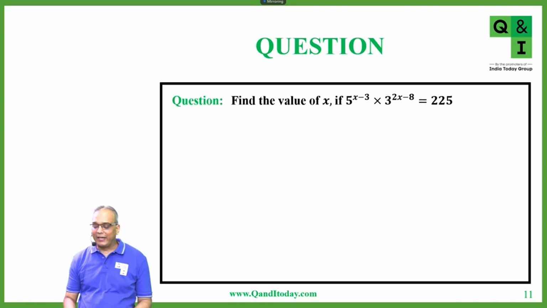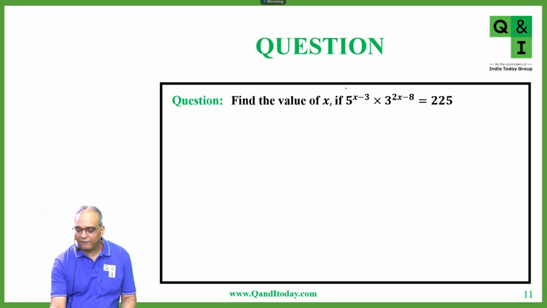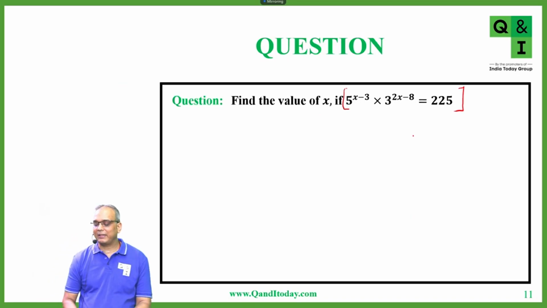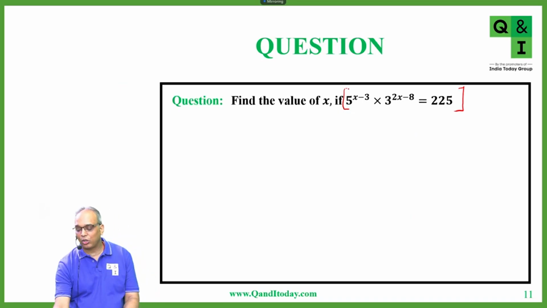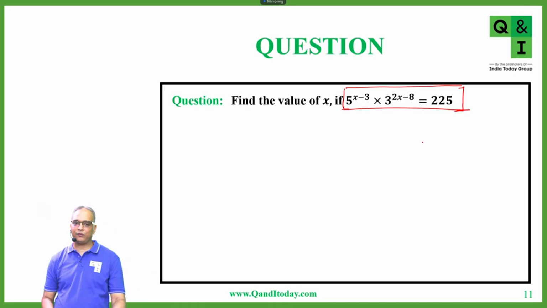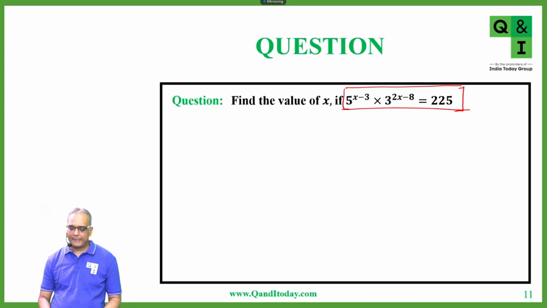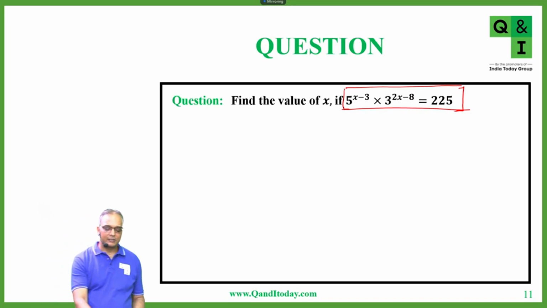So you have to find the value of x if 5 to the power x minus 3 into 3 to the power 2x minus 8 is 225. You have to solve it for x. How do you approach this question? How do you do these kind of questions? Can someone tell me the concept here? What will you do first?